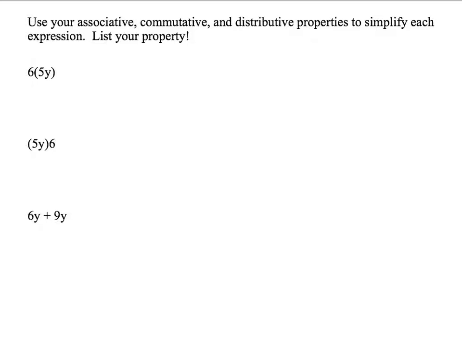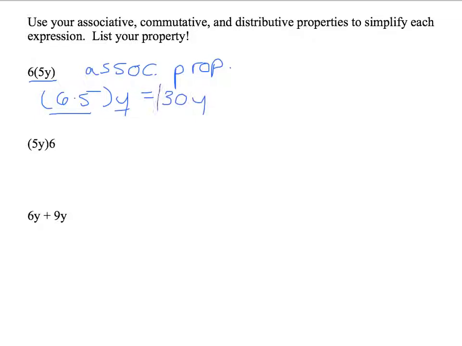Our first example is 6 times the quantity 5y. So our associative property tells us that we can multiply these in a different order. So instead of saying 6 times 5y, we can say 6 times 5 multiplied by y. Sometimes getting the variable by itself makes it a little easier to see. So we know that 6 times 5 will give you 30, and the y stays attached on the outside. 30y is your solution to that problem.